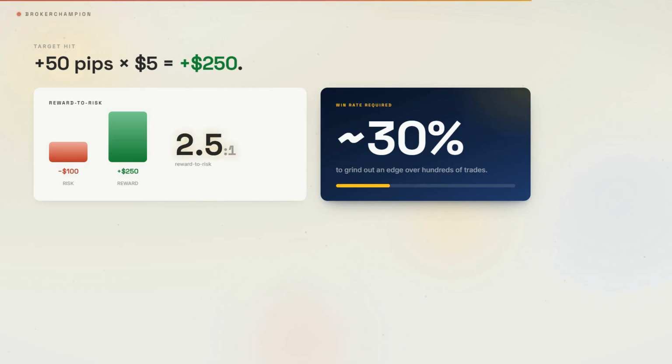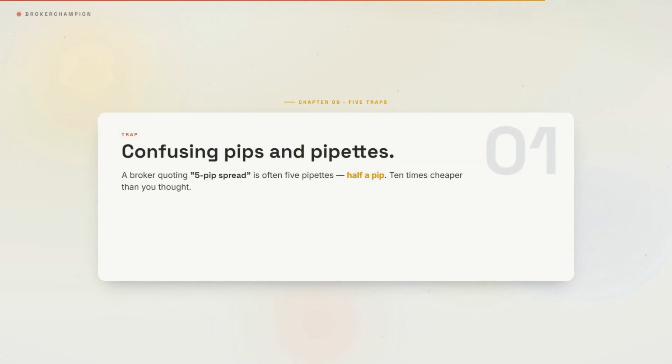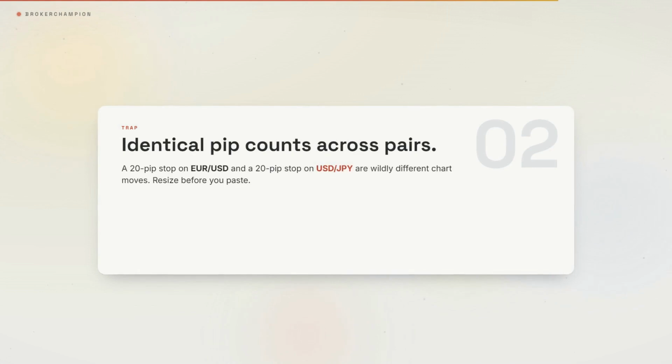This is why pip math isn't optional. Once you've committed those 4 lot size rows to memory, every chart is implicitly priced in your account currency. A quick tour of the traps. 1. Confusing pips and pipettes. A broker quoting 5 pip spread is often 5 pipettes, which is half a pip, 10 times cheaper than you thought. 2. Using identical pip counts across pairs without resizing.